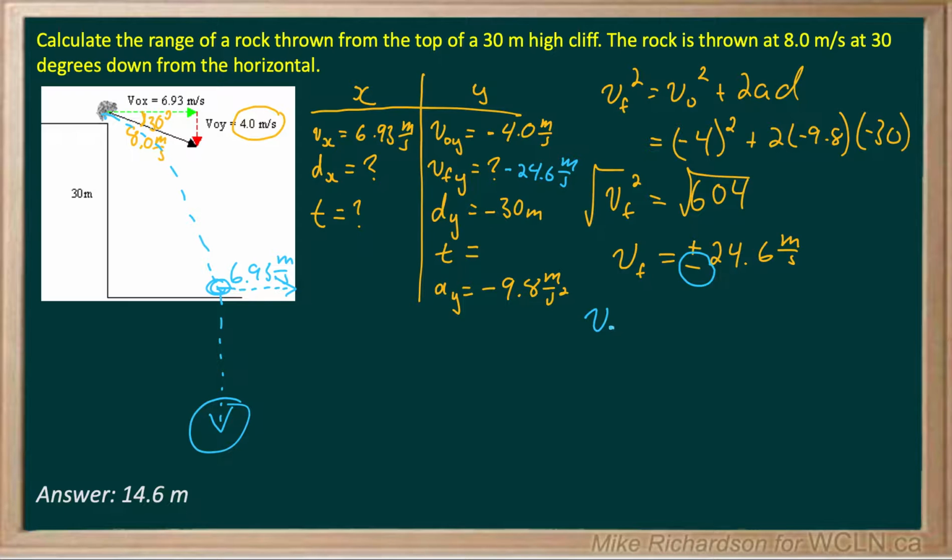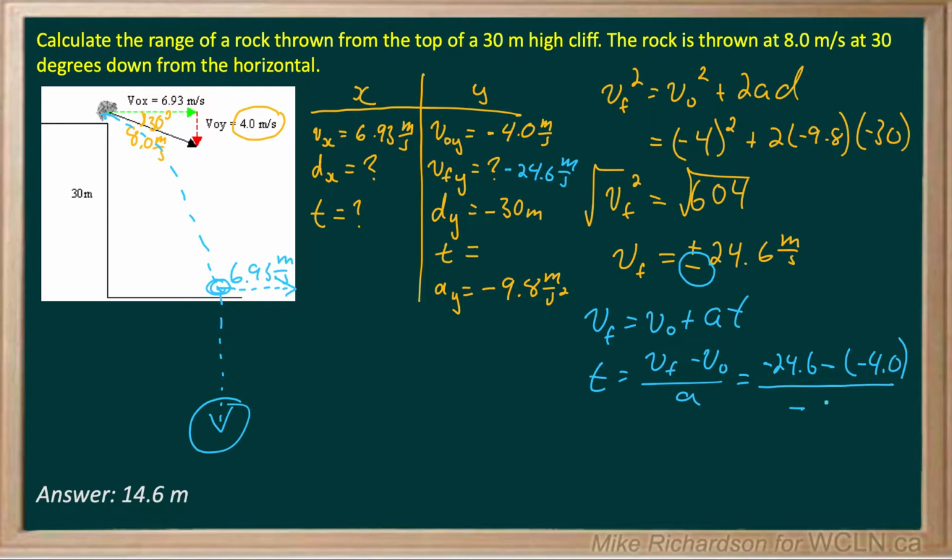Now we want to pick a different equation to solve for t. And I like this one. V final is v initial plus at. So if I solve that for t, I'd subtract v0 from both sides and then divide by a. And I end up getting -24.6 minus -4. Got to watch your signs. Very important. Divided by -9.8. And when I do all of that, I end up getting a time of 2.10 seconds.